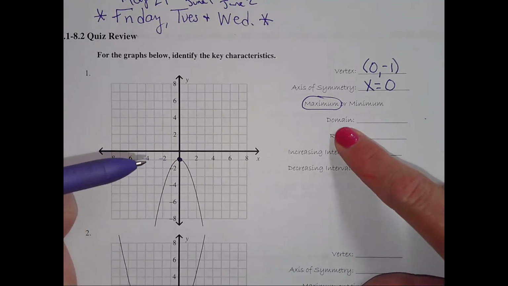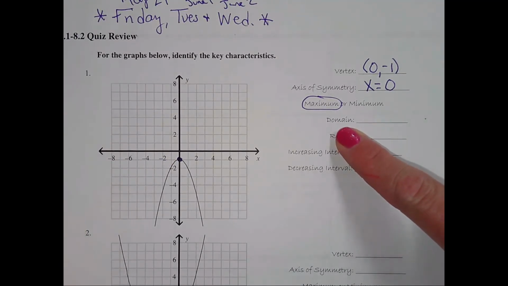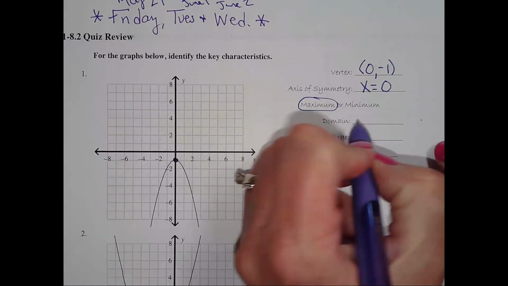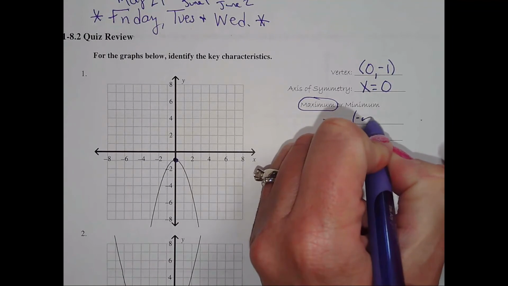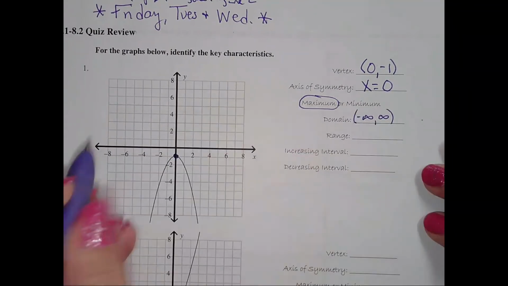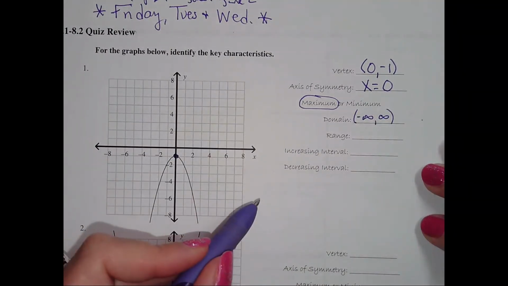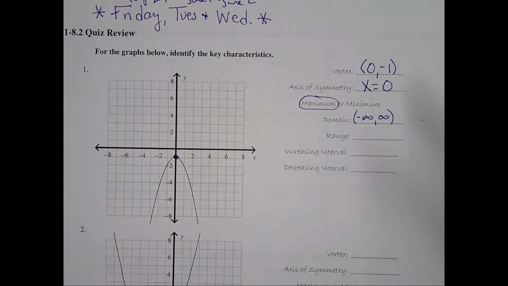The domain. The domain for every single thing that we've done in this class since September has always remained the same. The domain is always -infinity to +infinity. How far left does it go, comma, how far right does it go? -infinity to +infinity. It's always going to be that. Always. Always. Because then we have to talk about range.